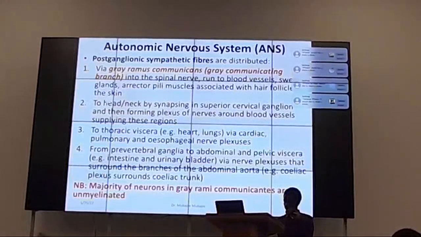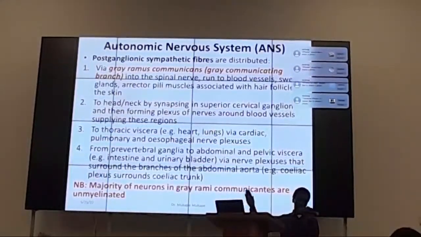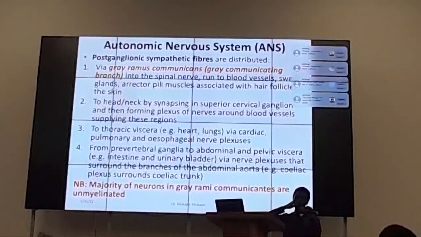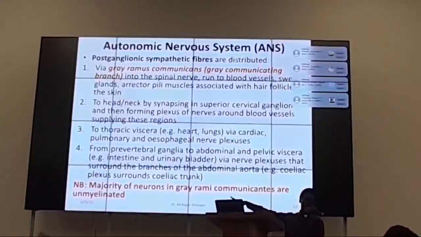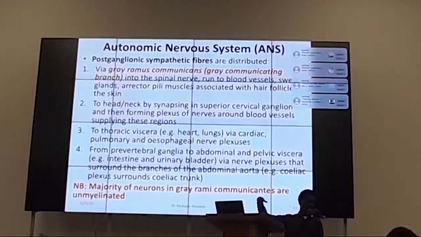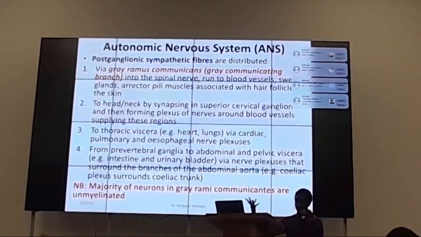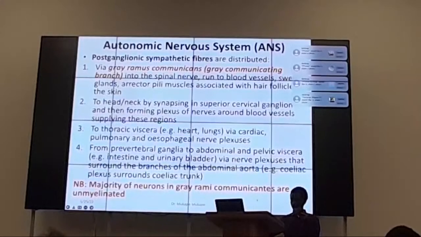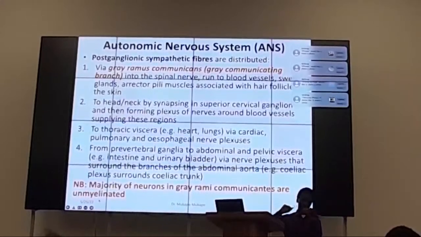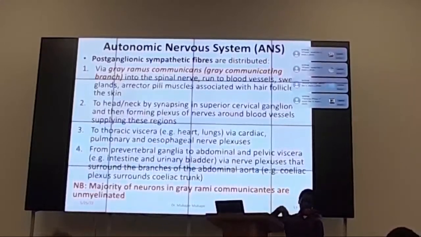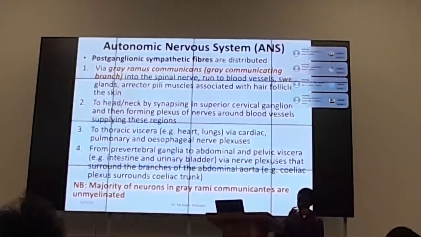Okay, we have already highlighted the communicants. Why is it called gray? Because it appears gray. Why? Because the fibers, most of them, are unmyelinated, so it appears gray. The other one is white because of the myelin sheath that surrounds neurons, so most of those fibers are myelinated.